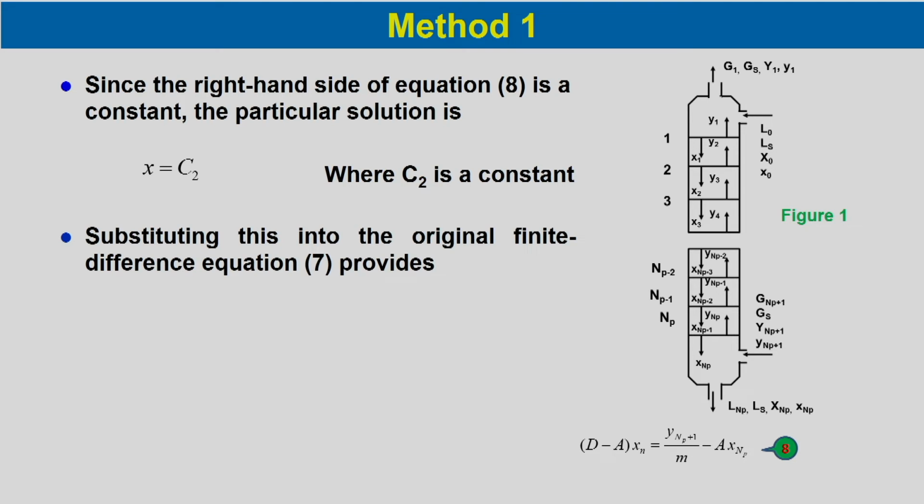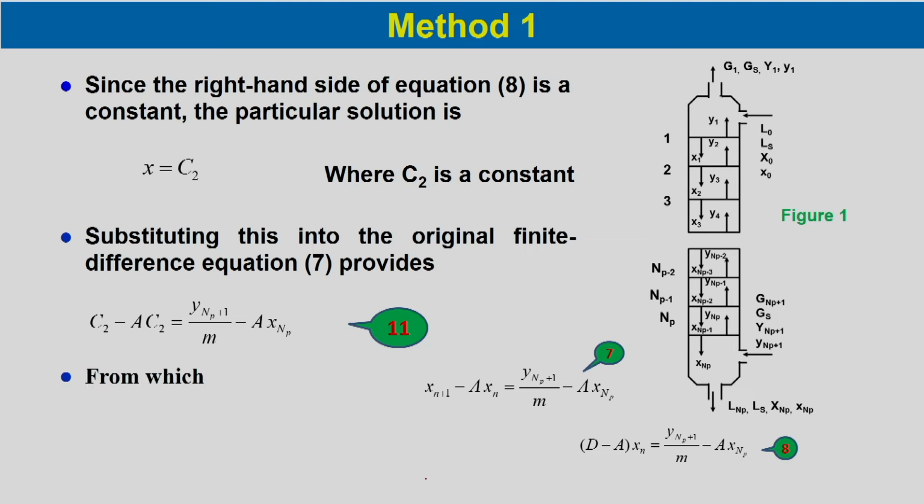Now, if we substitute this into the original finite difference equation, we obtain C 2 minus A C 2 equal to y n p plus 1 divided by m minus A x n p. Now, from this we can solve for C 2. C 2 would be equal to y n p plus 1 divided by m minus A x n p, divided by 1 minus A.